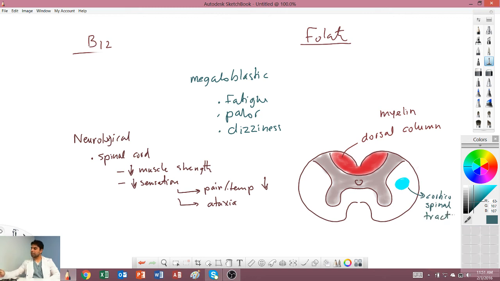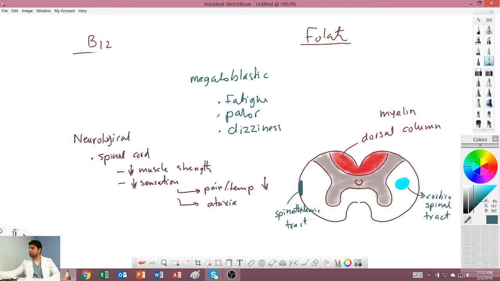Okay? And then you will have this area along the border right here. This is known as spinothalamic tract. Spinothalamic tract is responsible for sensing pain and temperature. Pain and temperature. So it depends what is affected.